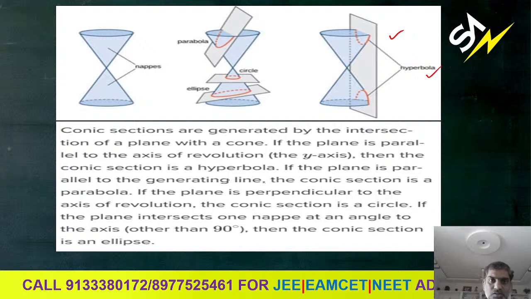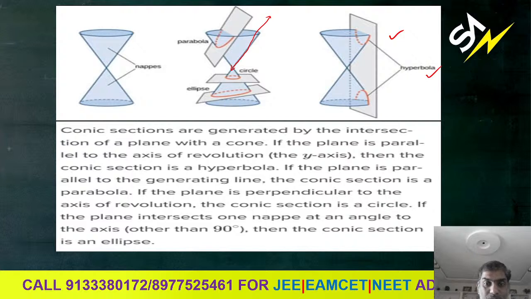Next, what is a generating line here? If the plane is parallel to the generating line, the conic section is a parabola. So here we can call this line a generating line. Our plane is parallel to this generating line. If the plane is parallel to this generating line, what kind of conic section are we getting here? The conic section we are getting here is a parabola. Clear?